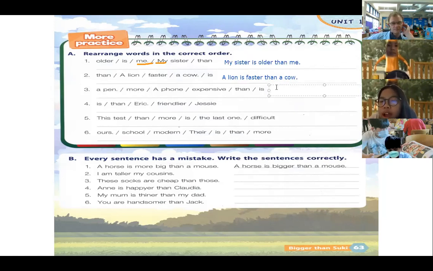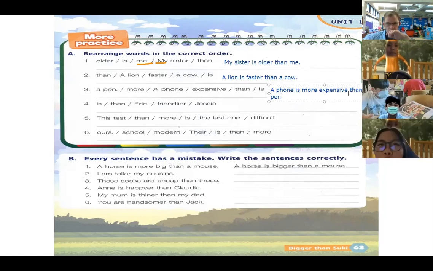Where do we start? A phone. A phone is more expensive than a pen. Excellent, excellent. It takes us a little bit of time to get going, but once we understand how the sentence looks, we can answer all of them. So let's do the last three and let's see if we get the correct answer.